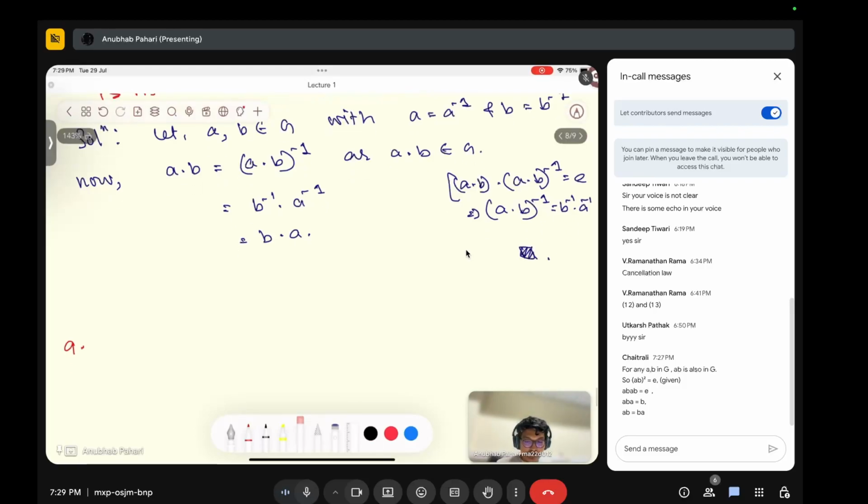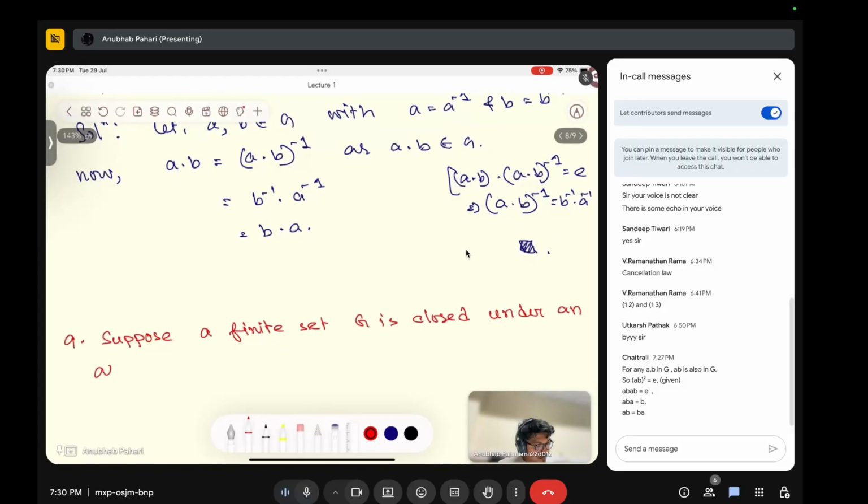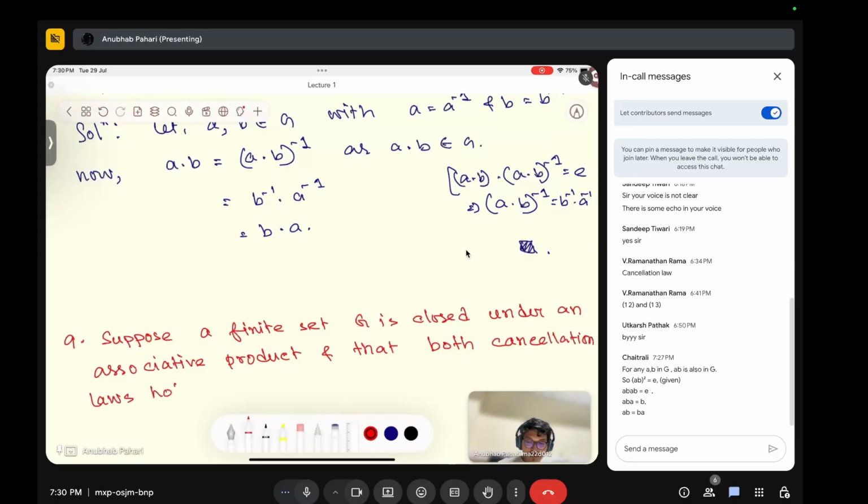Yeah, this would be interesting. Suppose a finite set G is closed under an associative product and that both right and left cancellation laws hold. Prove that G must be a group.